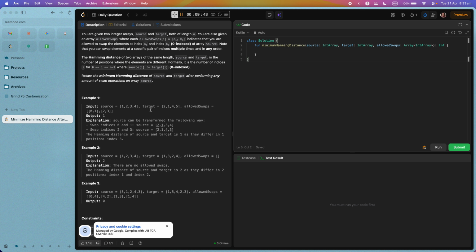There are only two things that come to my mind. One is to make a connection of this, like where all I can touch using allowed swaps. So in this case only the first two and then the second two. Okay, also there is no value.